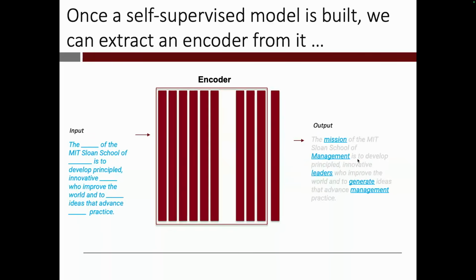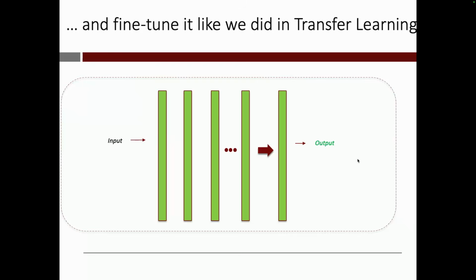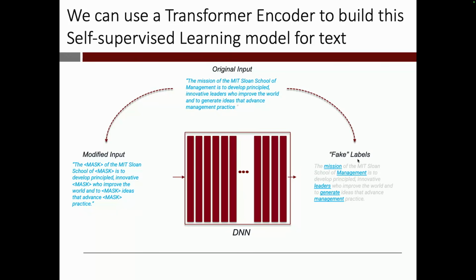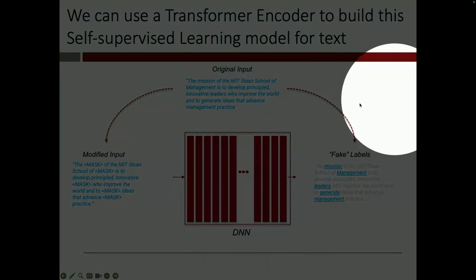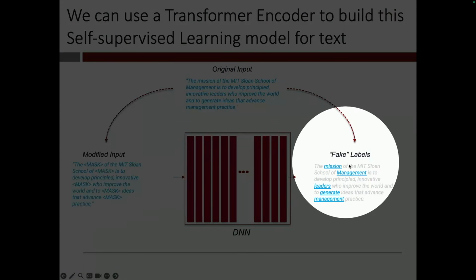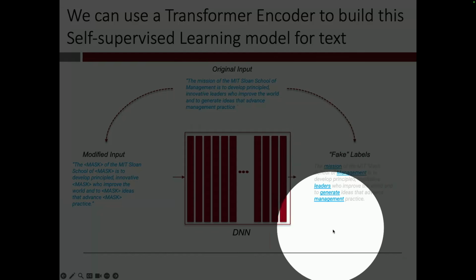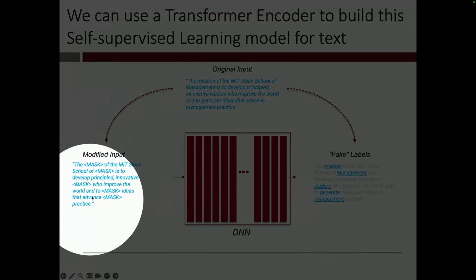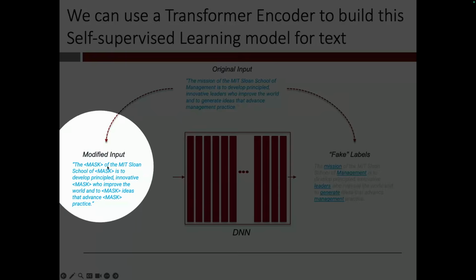So what you can do is, once we build such a model, we can just extract an encoder from it, right? And then we'll fine-tune it like we do for transfer learning. But this is how you build a generic pre-trained model on unlabeled data. And so we can use a transformer encoder to build this whole thing in the middle. Because remember, the transformer can take any sentence and give you the same size sentence back, along with predictions for everything. So we can just have it take this thing in and ask it to predict all the missing words here.